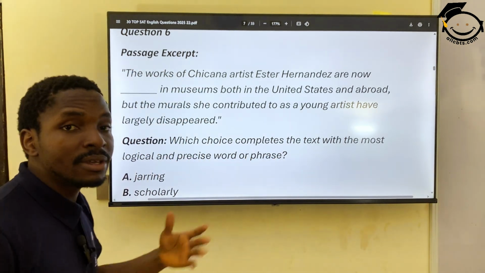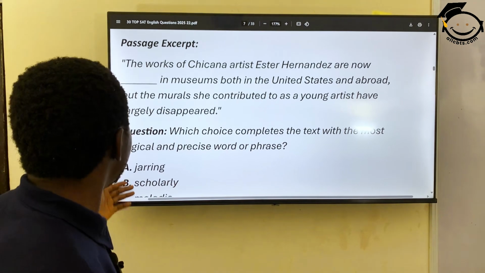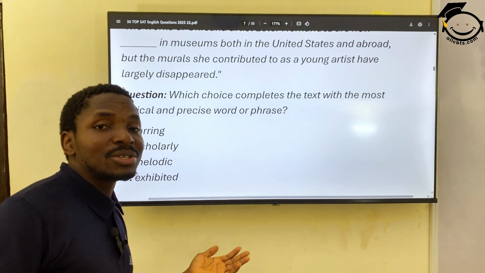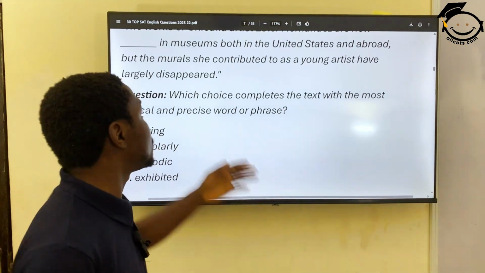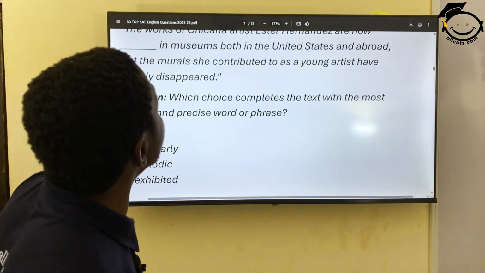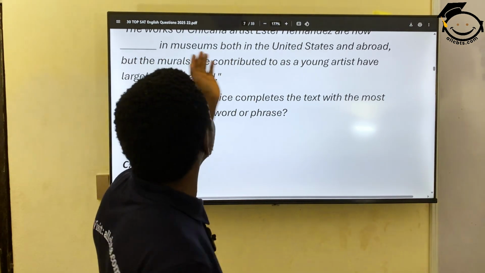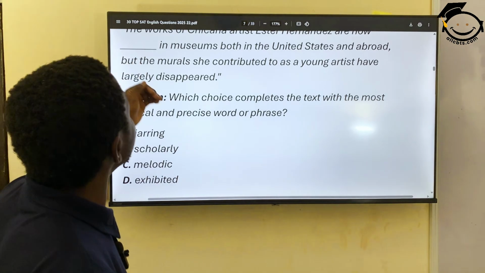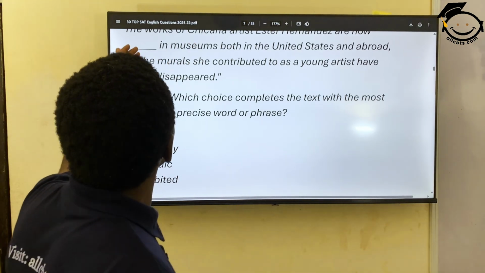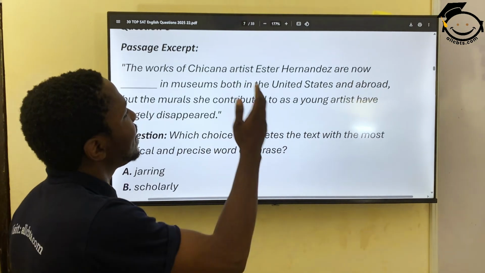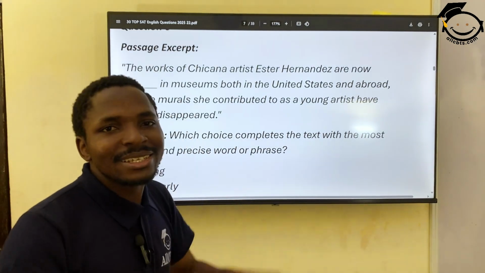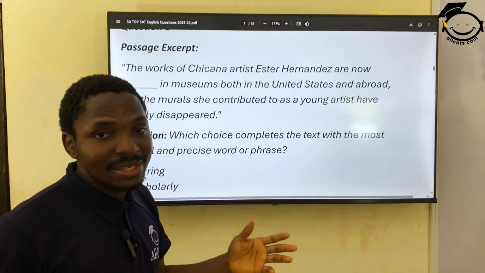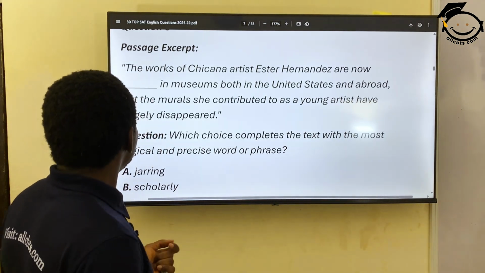Now we have moved to sort of fill in the gap question. We have Jerry, scholarly, melodic, exhibited. Now we're talking about artistry. Okay, so this is definitely exhibition because we're talking about artistry, we're talking about museum. So that means that is exhibition. Okay, so if you put exhibition in the sentence, it will mean the works of Chicana artist Esther Hernandez are now exhibited, displayed in museums both in the United States and abroad, or showcased. Good. Now we move to the next question.